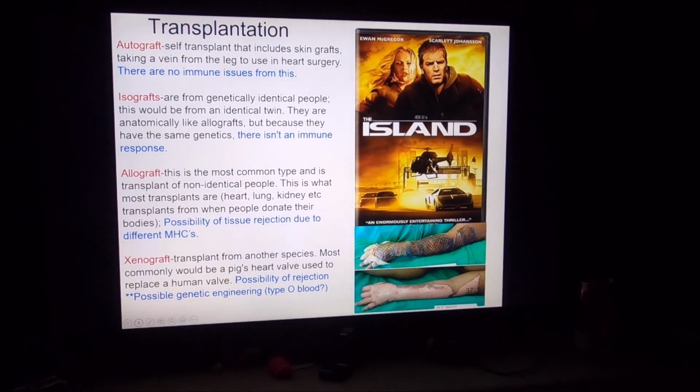Transplantation. So in the realm of transplants, there are a few different formats that typically are used.